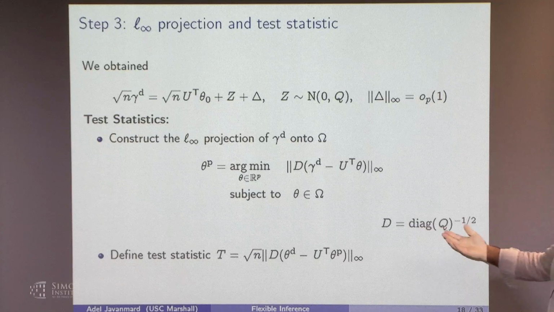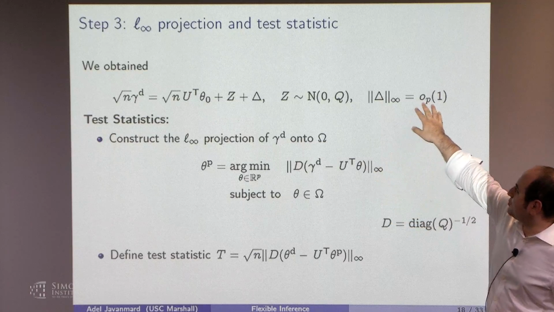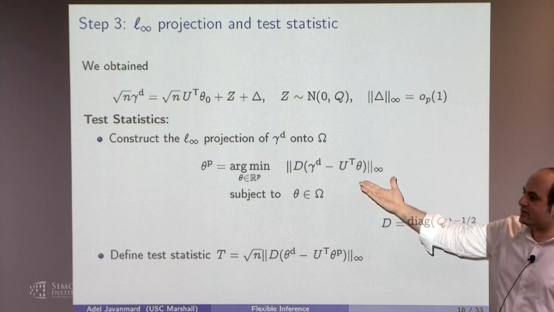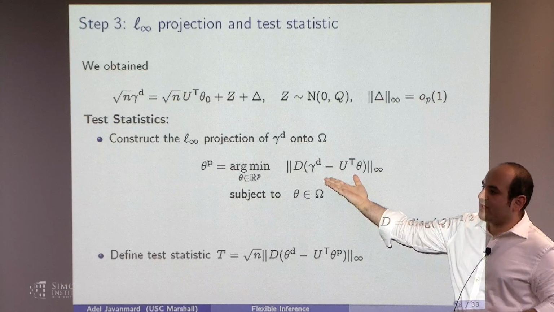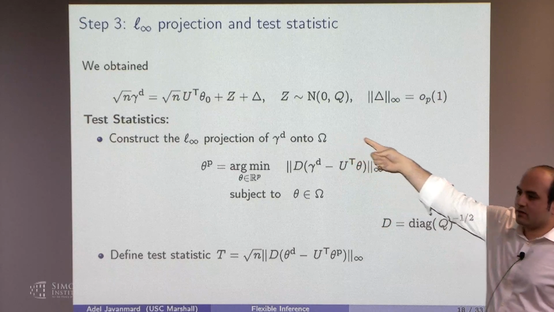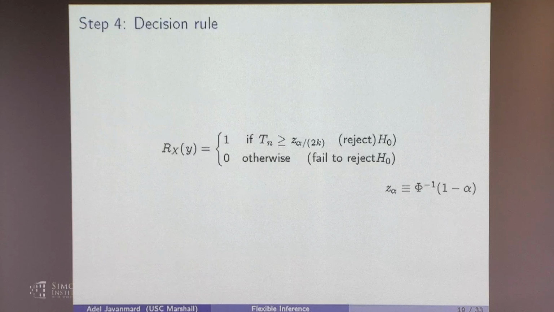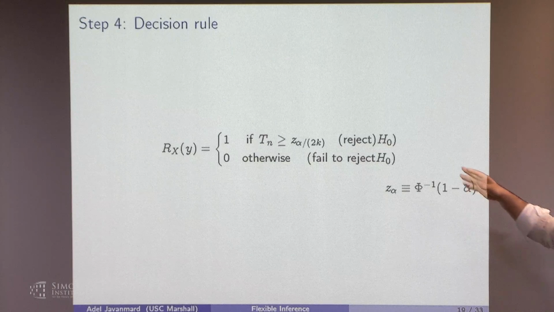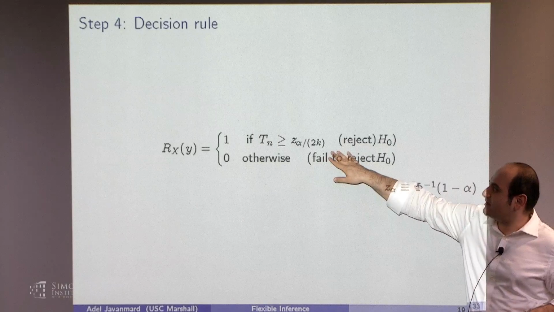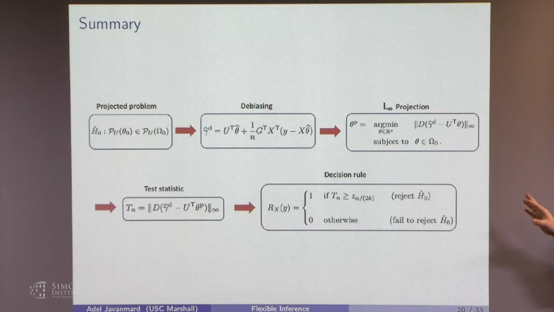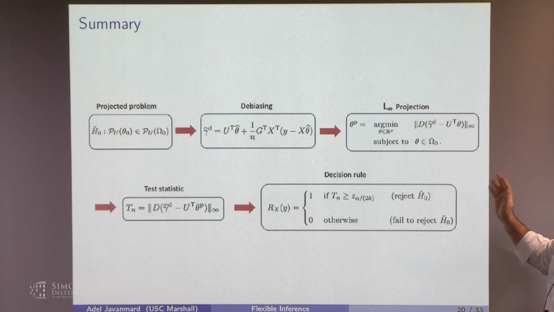And you can see why I'm using the L infinity norm, because I can control the bias in the L infinity norm. And then if the null hypothesis is true, this is asymptotically dominated by the infinity norm of Z. And this is the test statistic that you use. And then the fourth step is just to do the decision rule. So you take the test statistic and you compare it with this threshold, and Z alpha is just the quantile of the standard normal.